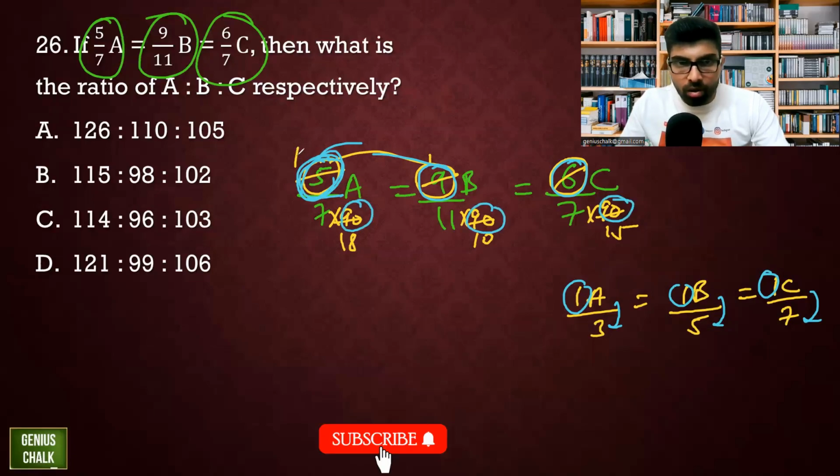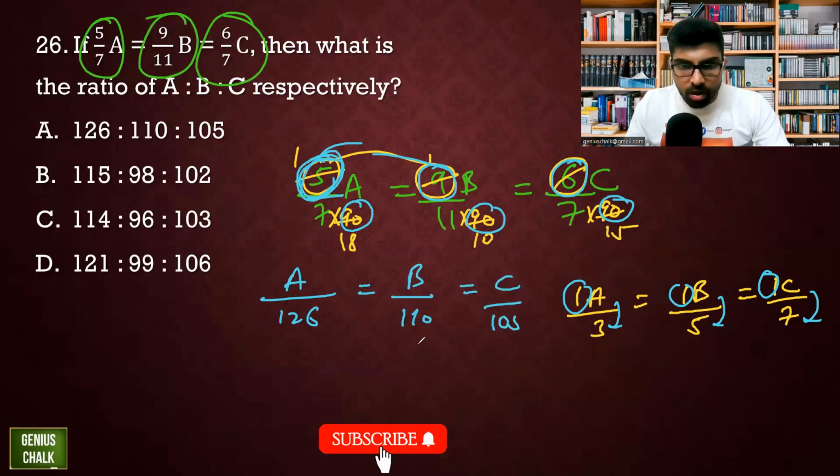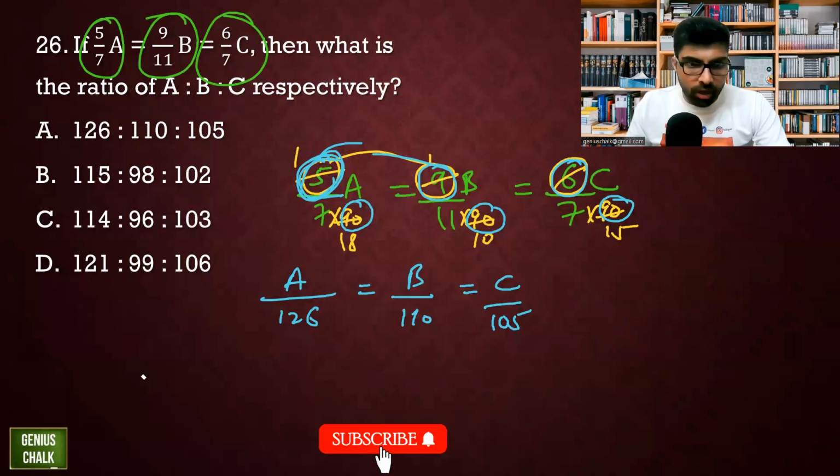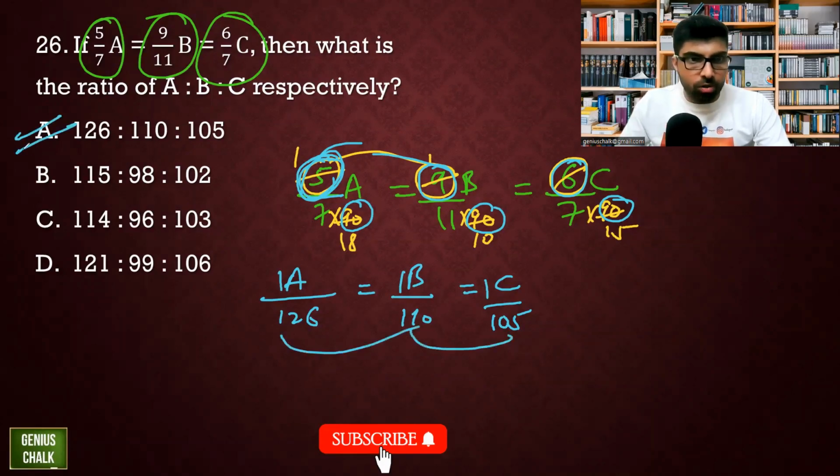Now whatever we have got, A is with 1. So A will be 18 into 7, 126. B will be 11 into 10, 110. C will be 105. So now it is 1A, 1B, 1C. So this is my direct answer: 126, 110 and 105. This is my answer for this question. A beautiful question again. Remember this, divide by the LCM of the numerators in this case, right?